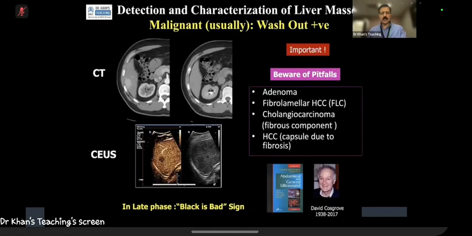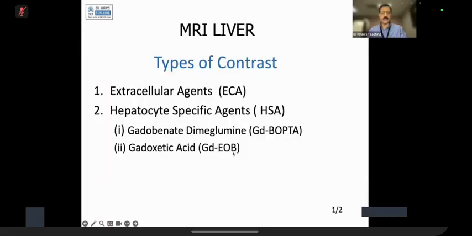This sign can also be seen on contrast ultrasound, by the way. We call it the black is bad sign. And please remember, in the real world, there are some pitfalls of these washouts, etc., and some of the tumors do not behave as I have told you. That's a disclaimer. Nothing in radiology is perfect. We should understand that. But adenomas, fibrolamellar HCC, cholangio, HCC capsule, etc., there are pitfalls, but I'm not going into the details of this.